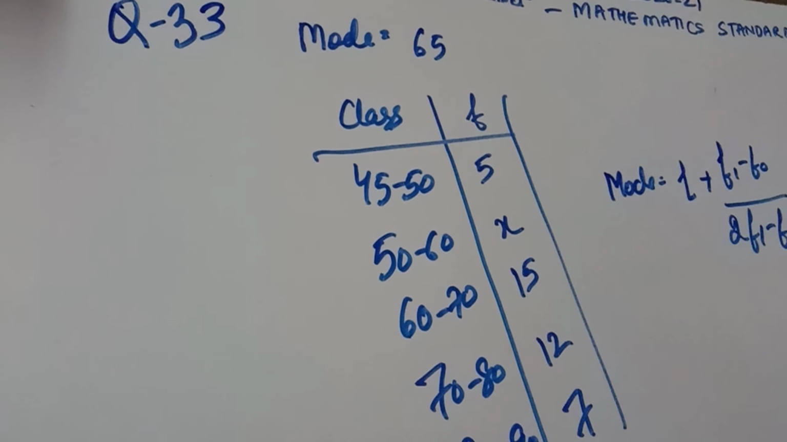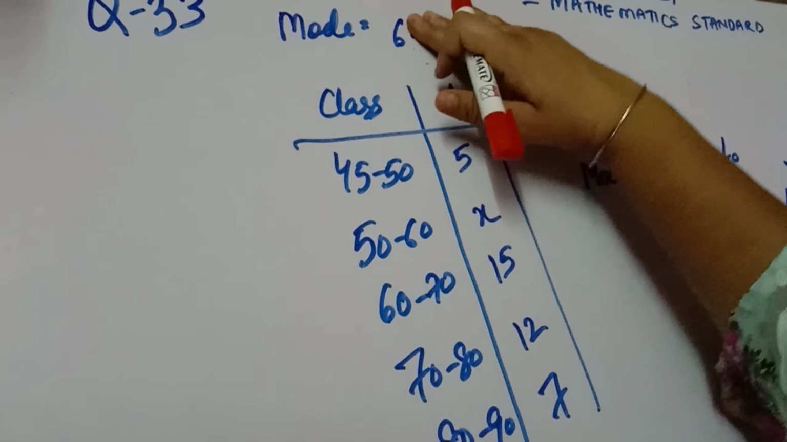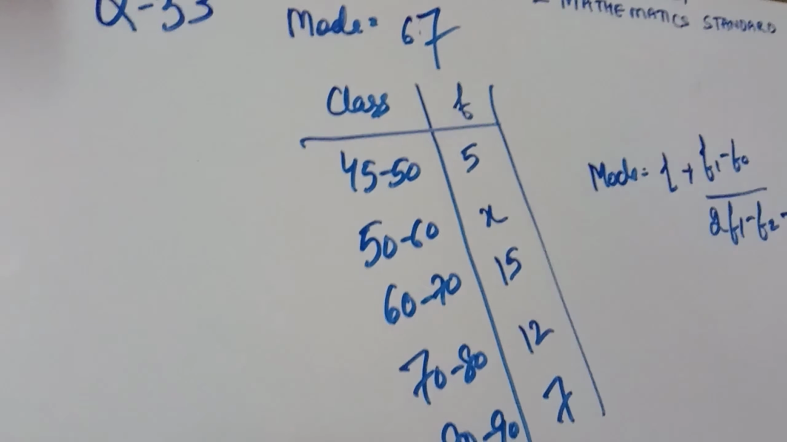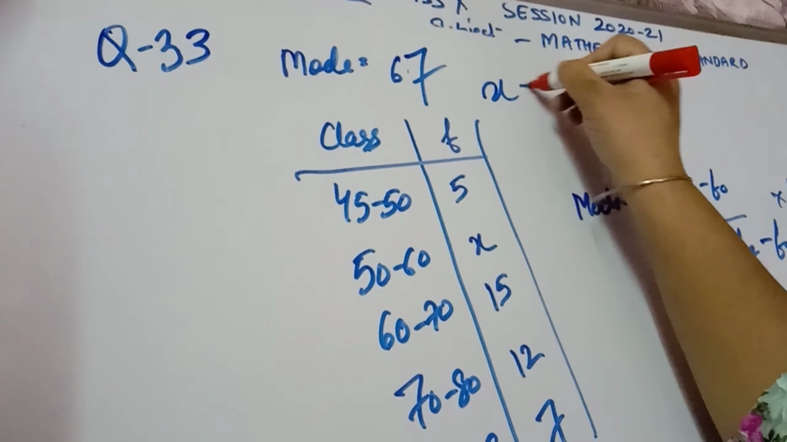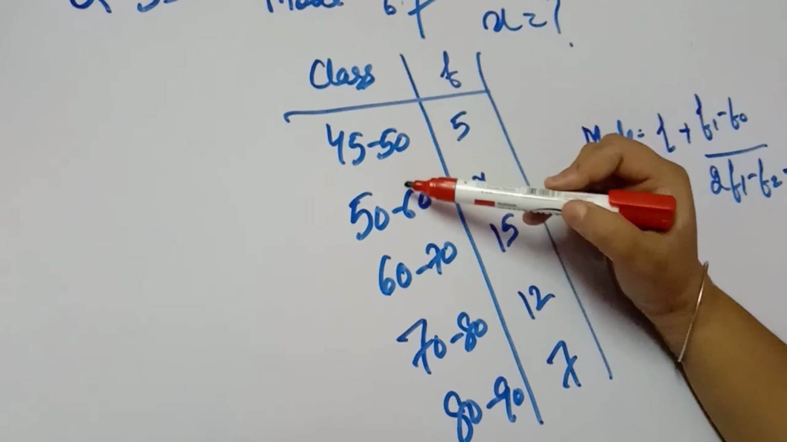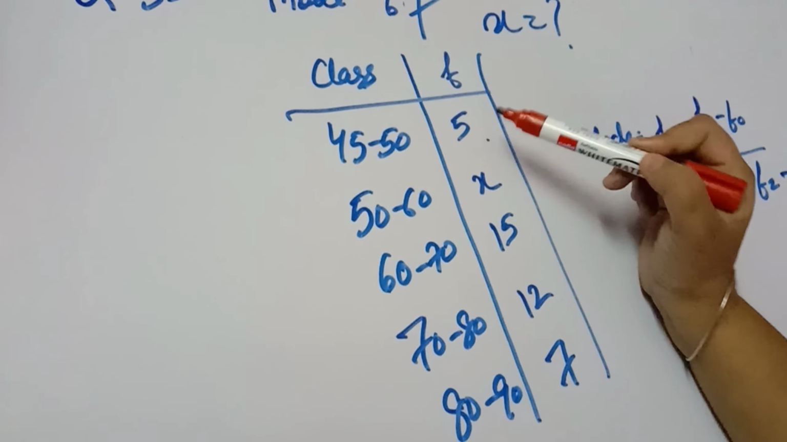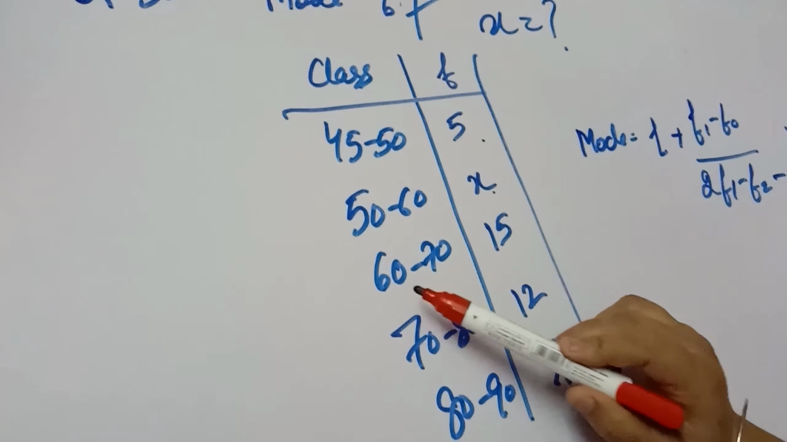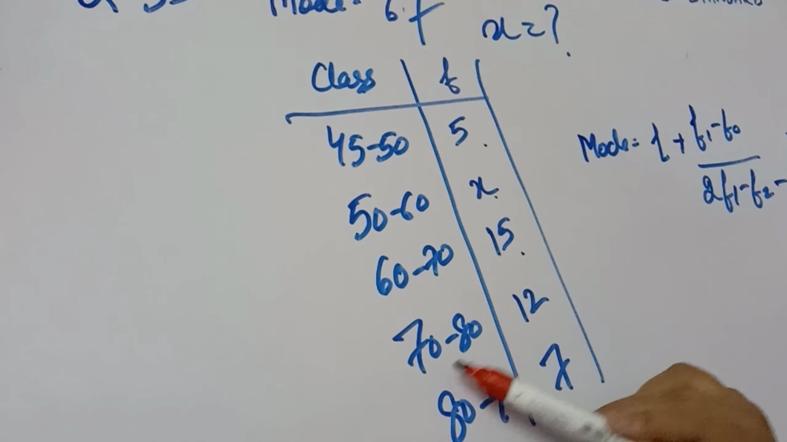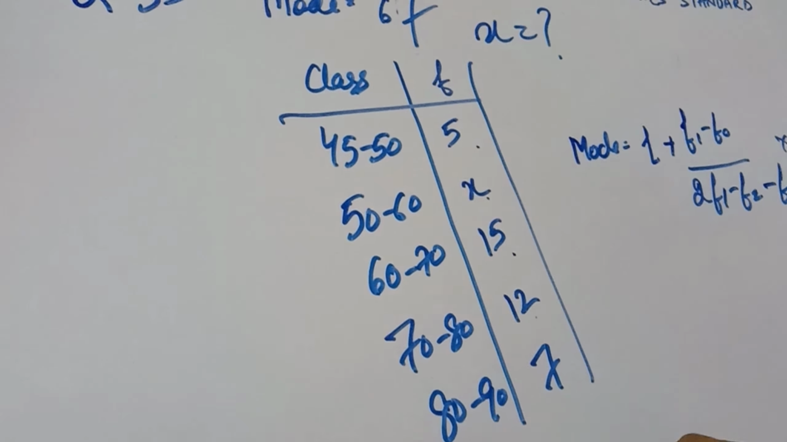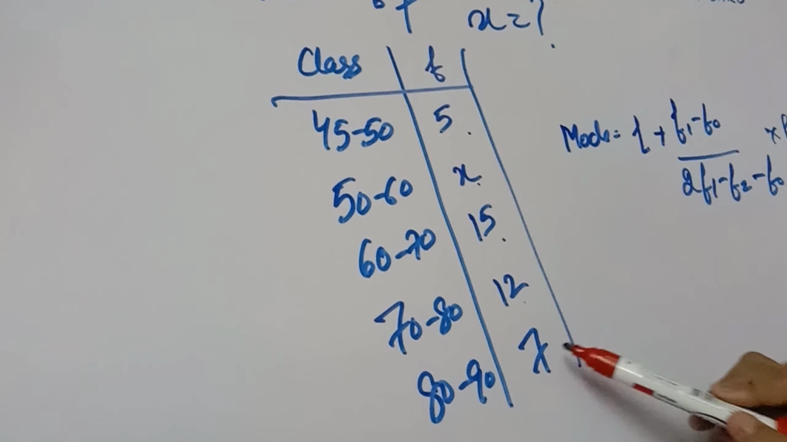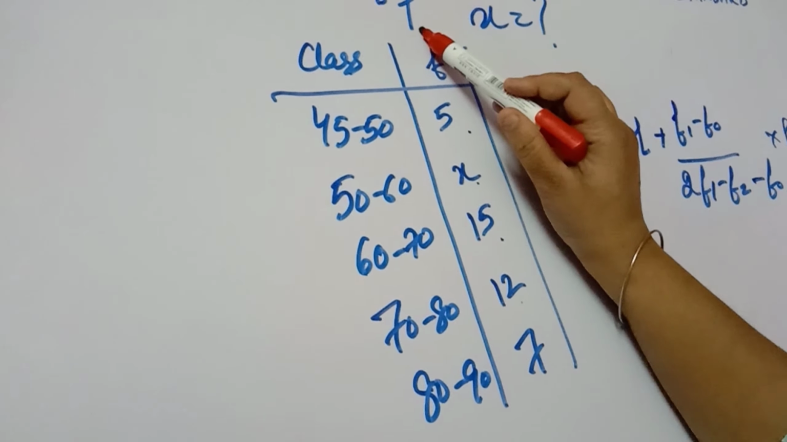The mode of the following data is given 67. Find the missing frequency x. You have to find the missing frequency. Class is given 45 to 50, 5 are there, 50 to 60 x are there, 60 to 70 15 are there, 70 to 80 12 are there, and 80 to 90 7 are there. Very easy question. Now see, mode is given 67.